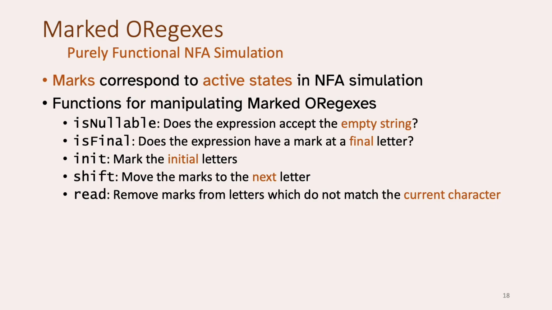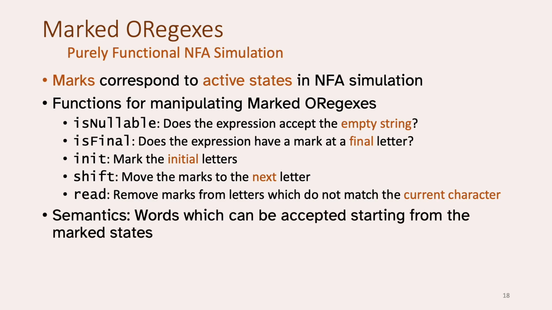The function init marks the initial letters. This corresponds to the idea of placing a token in each of the initial states of the automaton. The function shift follows the transitions and moves each mark to the next letter. This is similar to the idea of moving each token on the NFA to its successor state. The function read removes the marks from the letters which do not match the current input character.